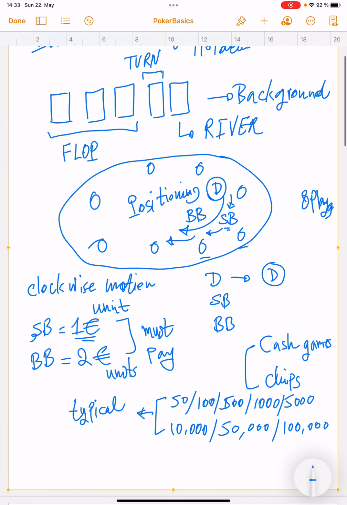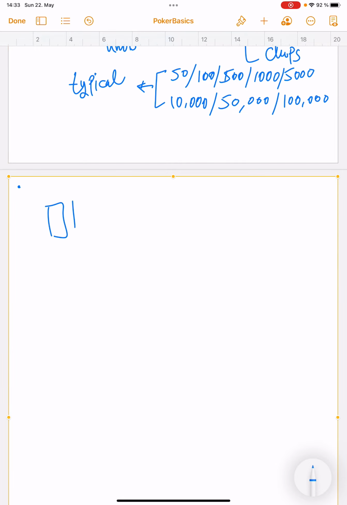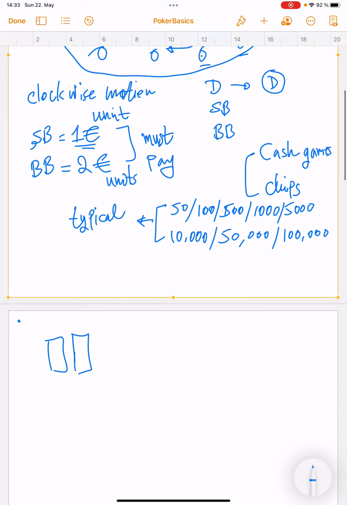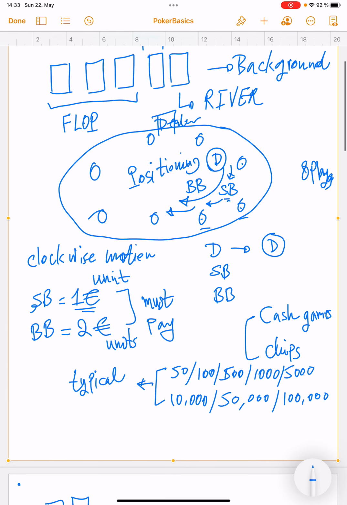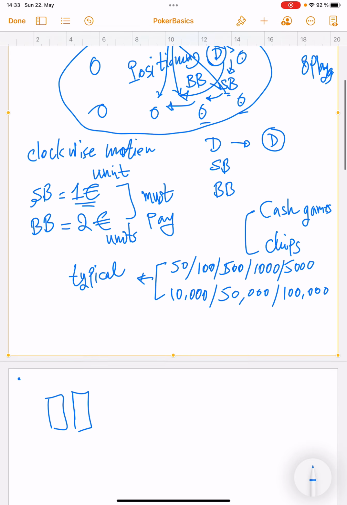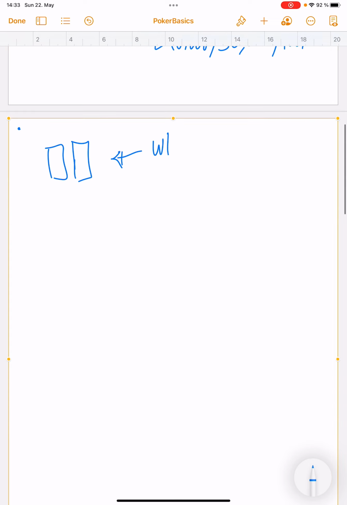But every person here will receive 2 cards from the dealer. So there will always be a dealer also sitting at the table. The dealer gives 2 cards to everyone, and usually one by one. It's not 2 at once. So 1 here, 1 here, 1 here, 1 here, just like that. And then in the second round, you get your second card. So you then have 2 cards. This is what you have.